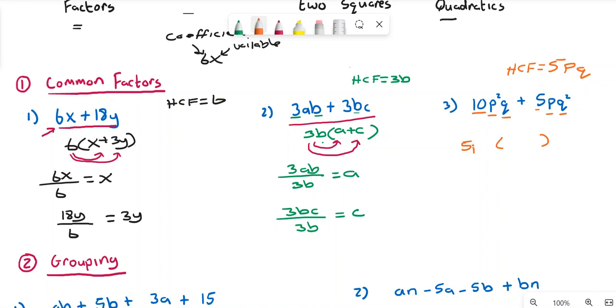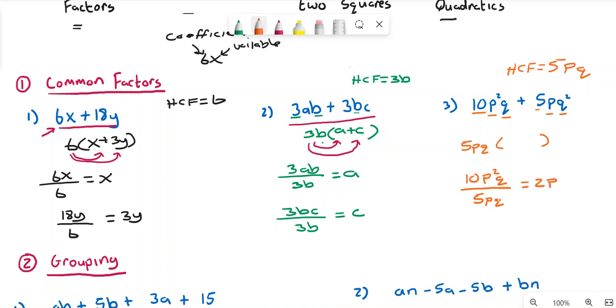So 5pq, like so. And then what we do is we take each of the terms and we divide them by the highest common factor in order to figure out what we put on the inside of the brackets. So if I take 10p squared q, and if I divide that by 5pq, the 10 will divide into 5 twice, so that's going to leave me with 2. And p squared divided by p will just give me p.